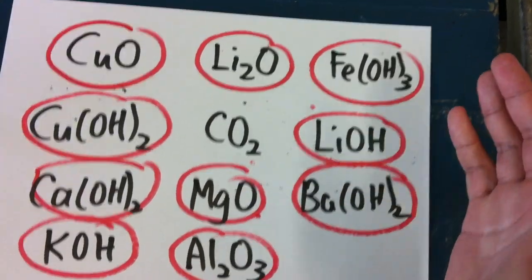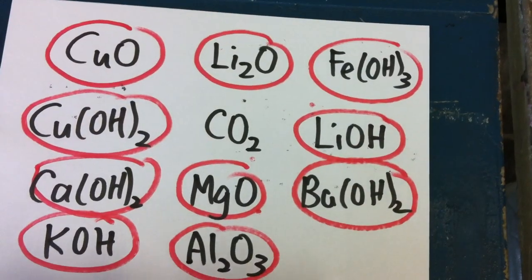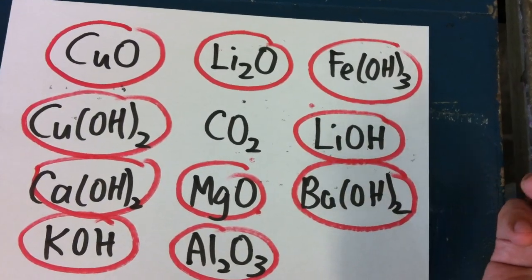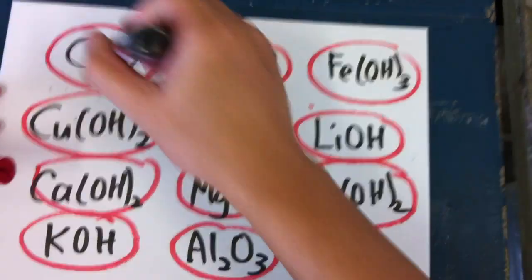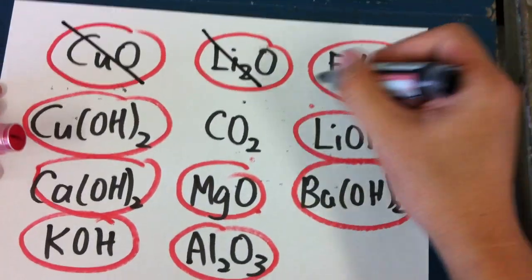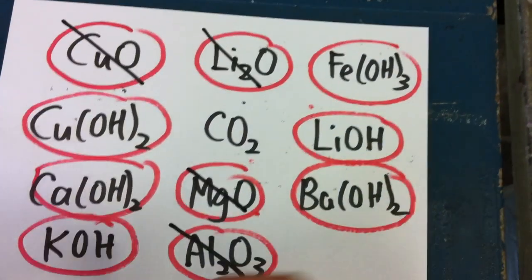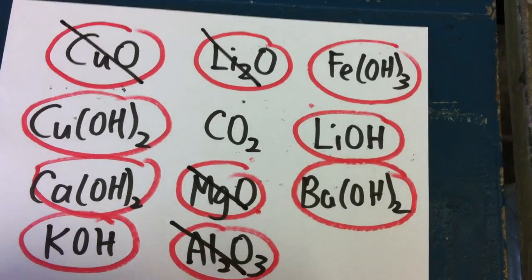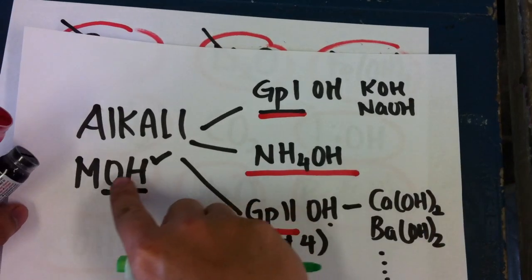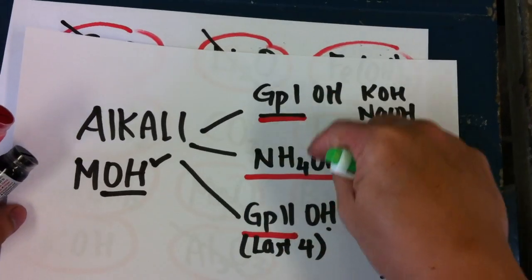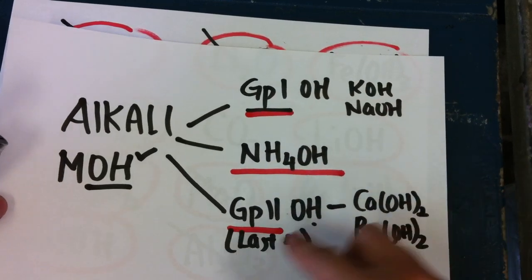Now let's look at the ones that are alkaline. If I'm looking at alkaline, I should be looking at those with a hydroxide, and not those with oxygen. So all this is not, this is not, this is not, this is not. So now I'm left with the hydroxides. Now I have to go back. The alkaline is a metal hydroxide in any of these 3 categories: group 1, NH4, or the last 4 in group 2.